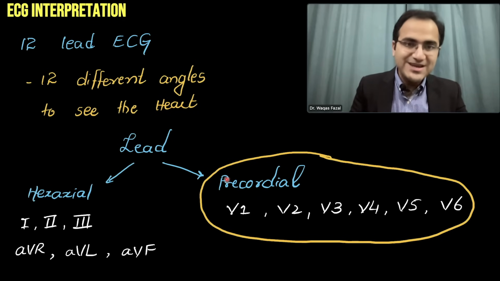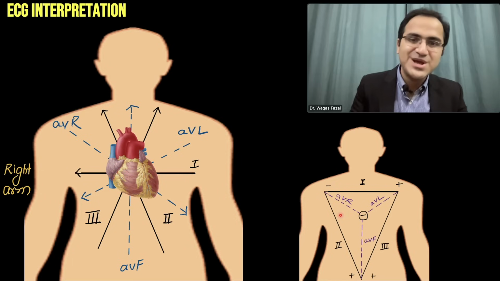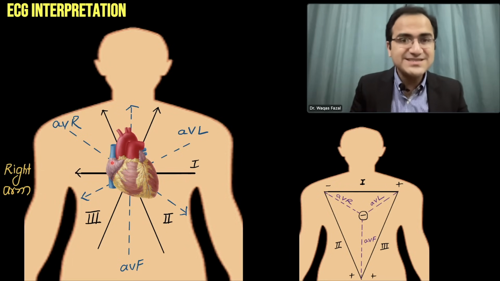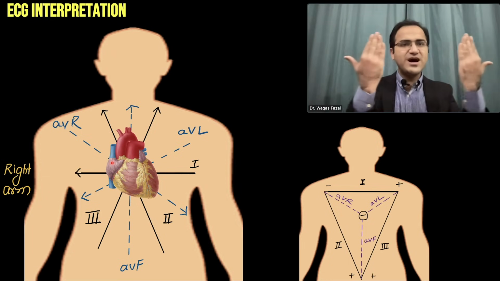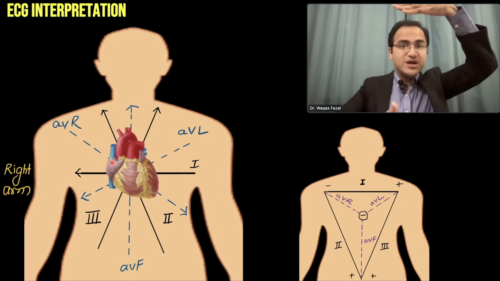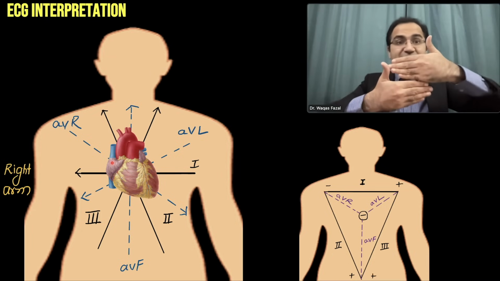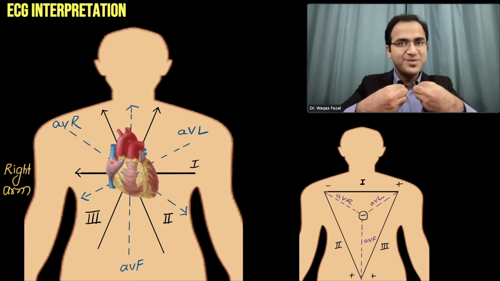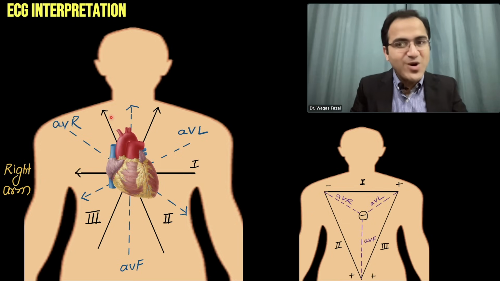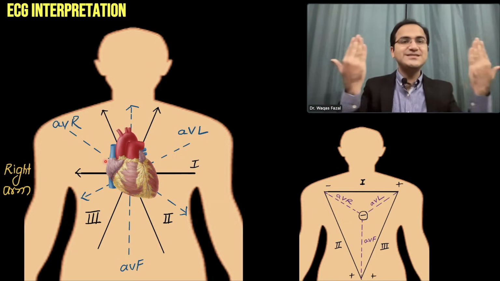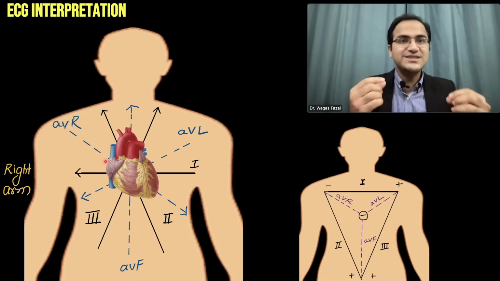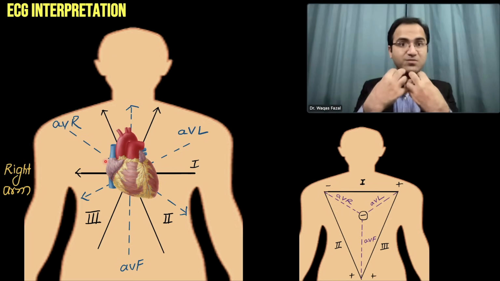Now coming to precordial leads. Precordial leads also have 6 leads: V1, V2, V3, V4, V5, V6. If you noticed, we were looking at the heart in these hexaxial leads in just one plane. We were looking at the heart from this side, or from above or below, but we did not have any lead that was looking at the heart from the front. In the hexaxial plane, all the leads look at the heart in this plane, but none looked directly at the heart from the front.